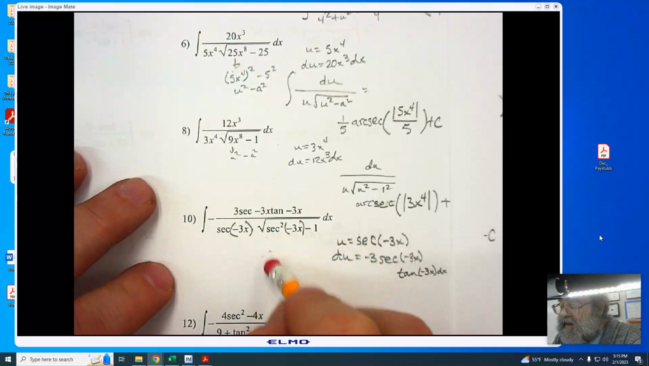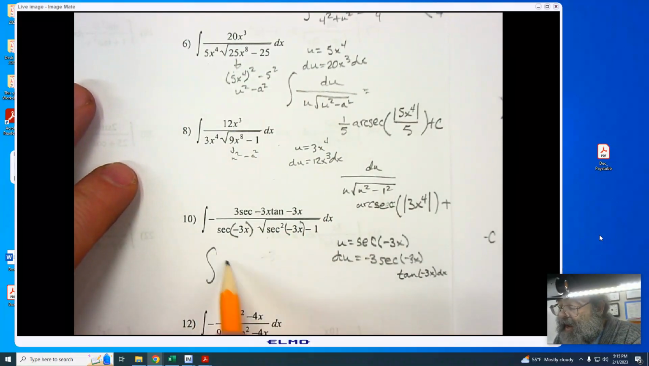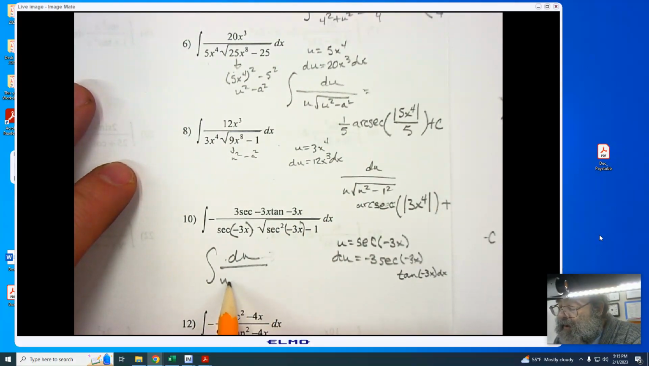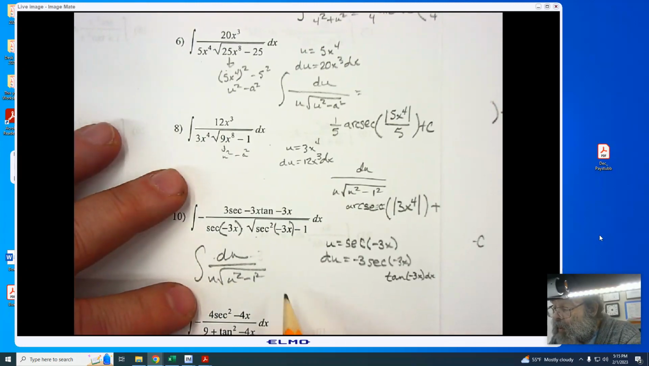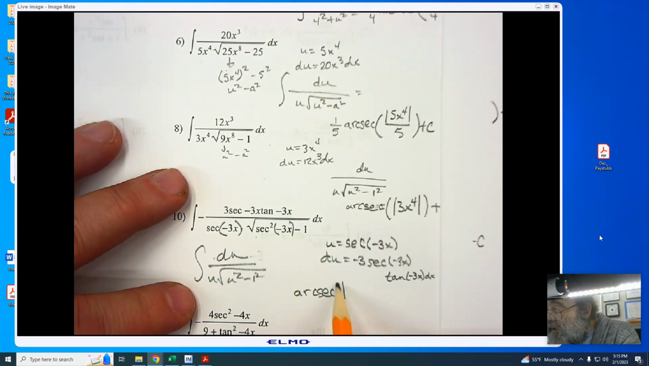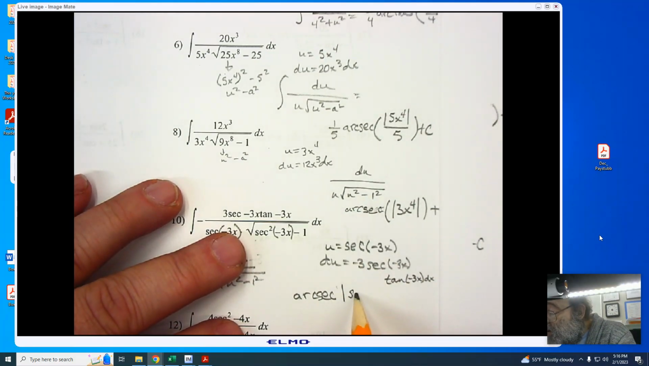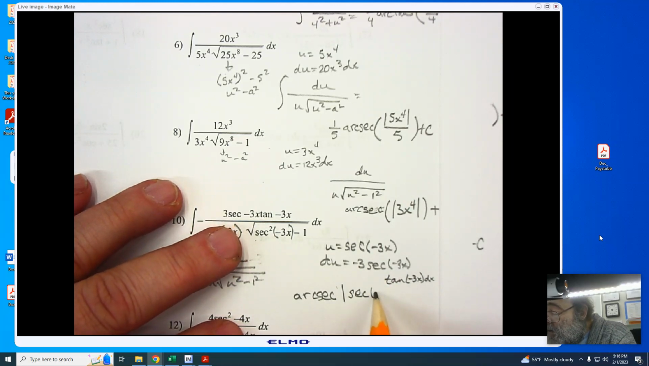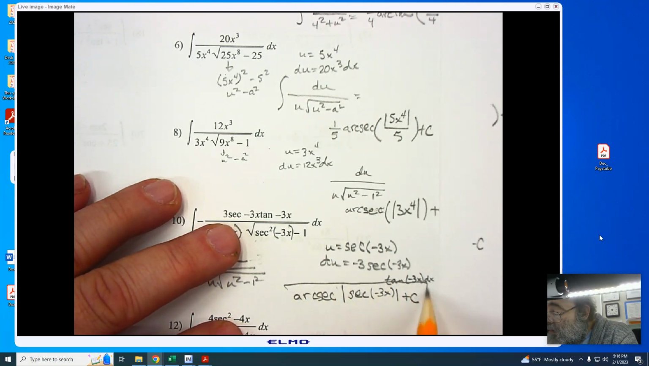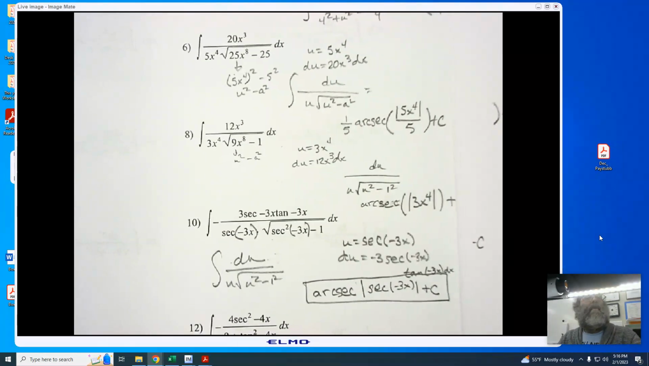We can now put everything together, and we're looking at du. We have u square root u squared minus 1 squared. This is 1 over 1 arc secant, absolute value of our secant of negative 3x, absolute value close, plus c. Here's our answer for number 10.